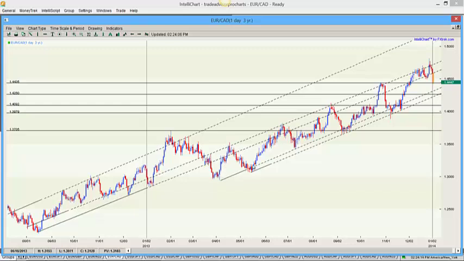Like I talk about in my webinars, when you get a support level and price breaks down through, that support becomes the new resistance. And it's been range bound into this ever since. Now, we bought right in here because this was a major turning point.